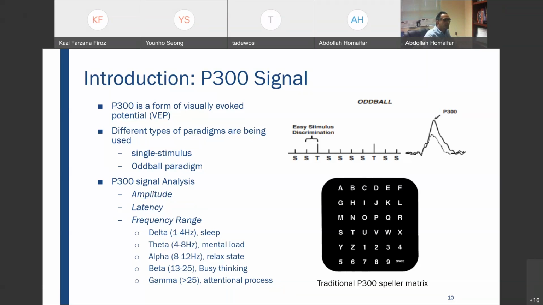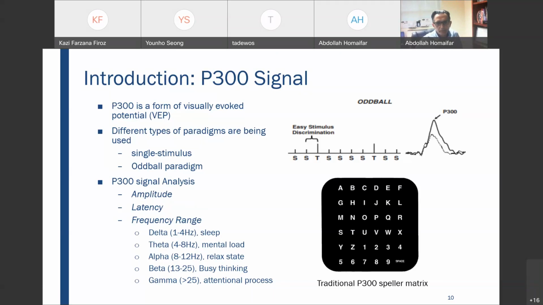When we analyze from the frequency range, the frequency range emitted by the human brain can be divided into five kinds: delta, theta, alpha, beta, gamma. Delta is 1 to 4 hertz, associated with sleep. Theta is 4 to 8 hertz, associated with mental load or working memory. Alpha is 8 to 12 hertz, associated with relaxed state. Beta is associated with busy thinking, between 13 to 25 hertz. Gamma is greater than 25 hertz, and it's associated with attentional process.